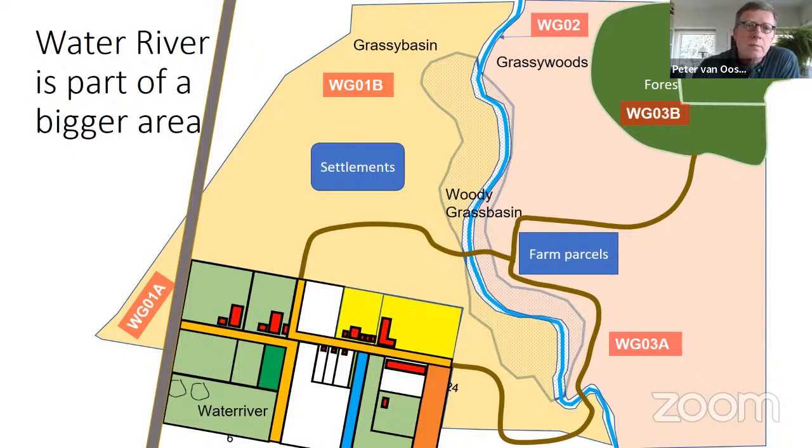We have the Grassy Basin, which has number WG 1A and 1B, 1A on this side of the road and 1B at the other side of the road. We have a second informal property, WG2, Grassy Woods. We have another property, WG3, which is also two parts, one in the grasslands and one in the forest. And then we have a fourth property with informal boundaries, not that sharp.